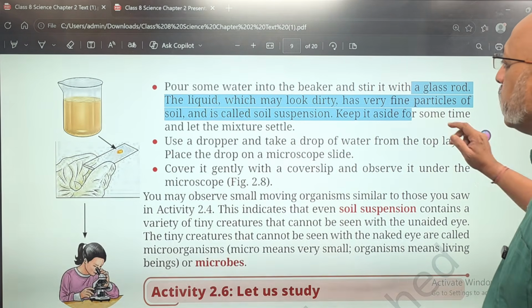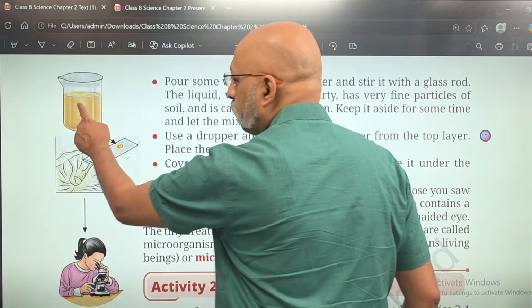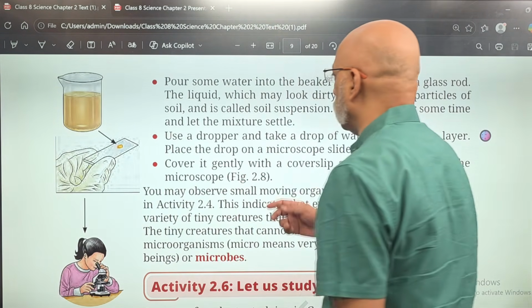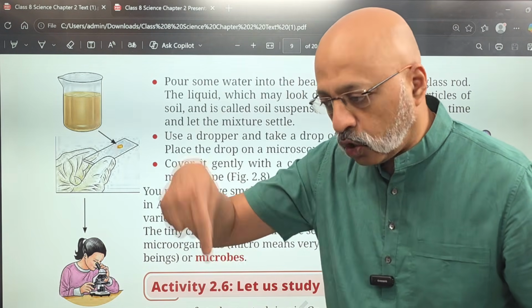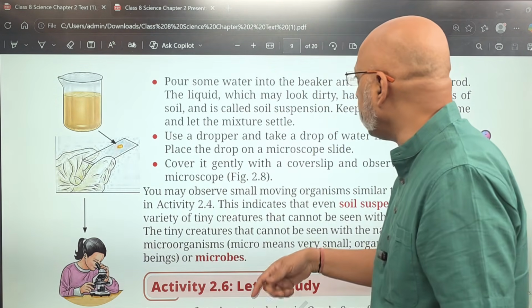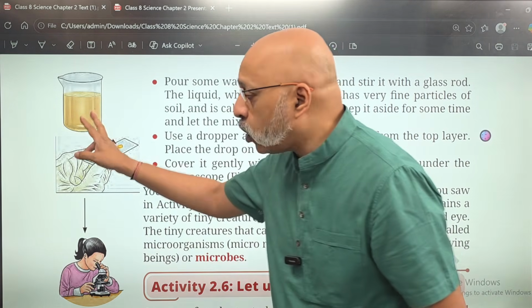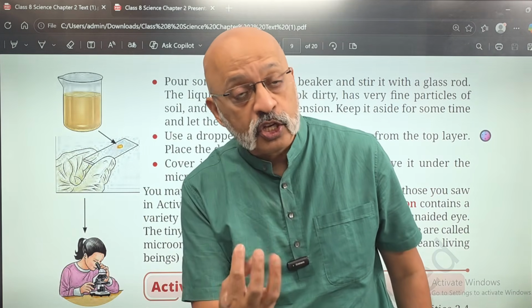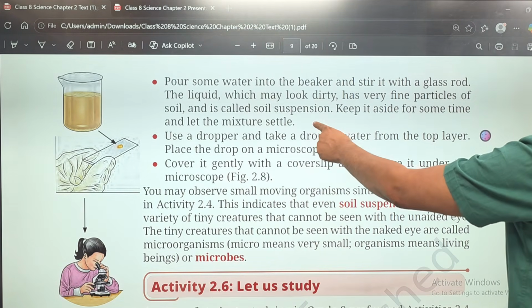Now pour some water into the beaker and stir it with a glass rod. You put some water in and mix the soil with it, with a spoon or any kind of rod, you stir it. Now the liquid looks dirty. It is not clear. It is muddy water. Obviously, you have mixed soil with water. It is called the soil suspension.